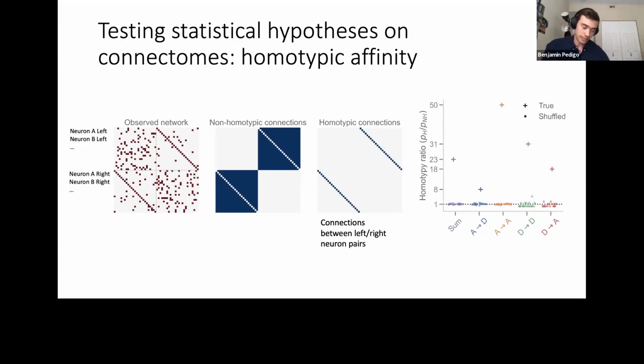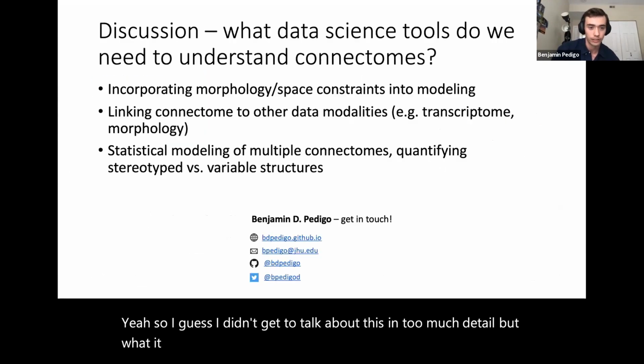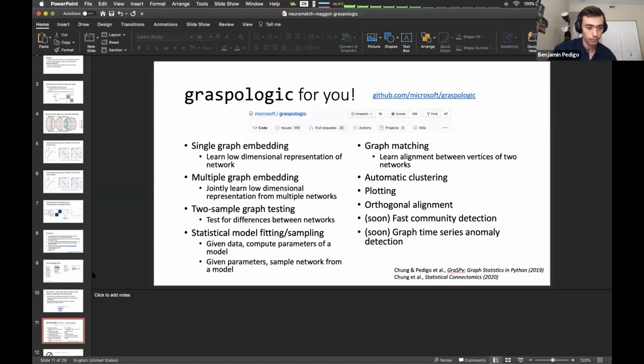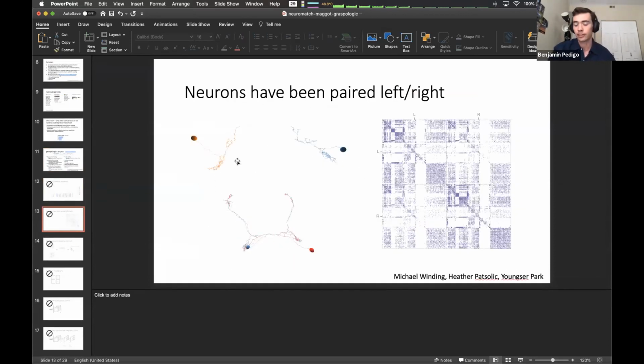Yeah, so I guess I didn't get to talk about this in too much detail, but I think I might have a slide on it. Basically, at this scale, you can find individual neurons on the left and the right hemisphere of the brain that are thought to be homologs of each other.